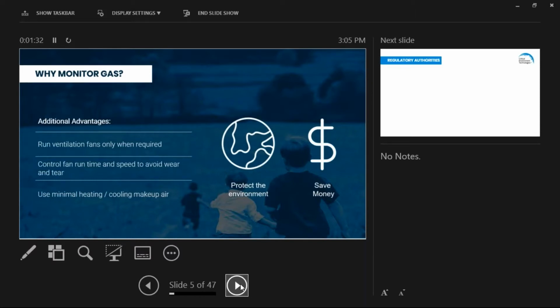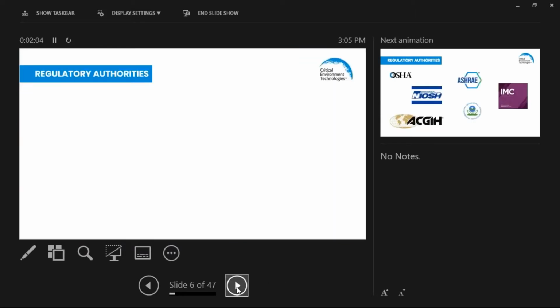And of course, by using gas detection as a method to control ventilation, we are doing our part for the environment. We're running ventilation fans only when required. We're controlling fan runtime and speed to avoid wear and tear. And we're using minimal energy in reheating or recooling makeup air. And of course, all of that leads to saving money. We're no longer writing blank checks to the utility companies.